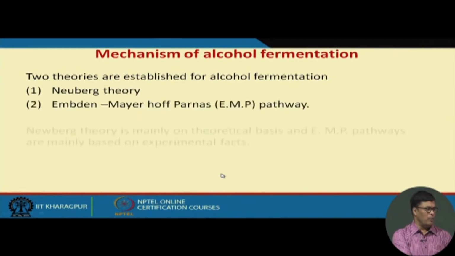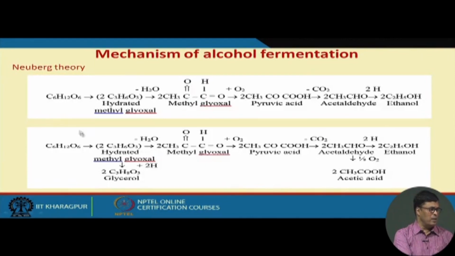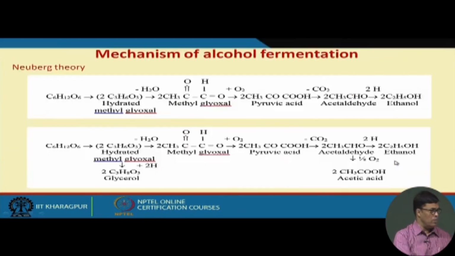Now, the mechanism of this alcohol fermentation process can be explained with the help of the Neuberg theory and the Embden-Meyerhof-Parnas pathway. The Neuberg theory is mainly the theoretical basis, and the EMP pathway is mainly based on experimental facts. Here you find the glucose molecule, then hydrated methylglyoxal. This is converted to pyruvic acid, then acetaldehyde, then ethanol. This is how it is produced. Another way, it can produce glycerol, or acetic acid, and it can also produce ethanol.